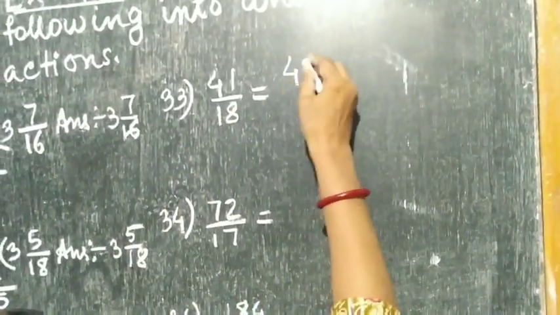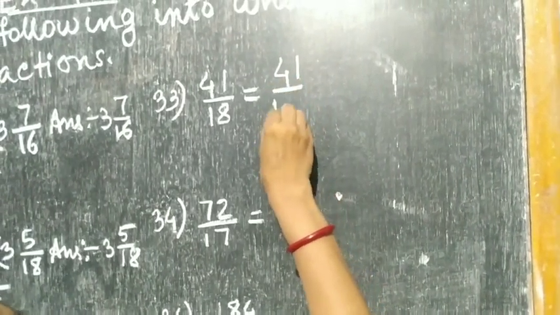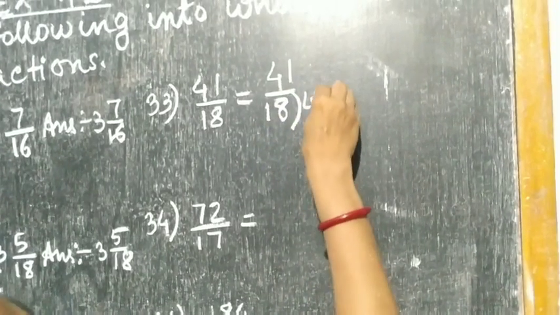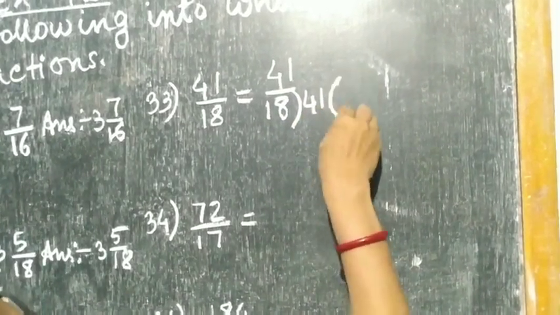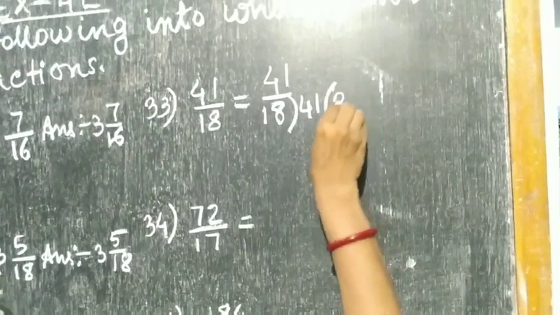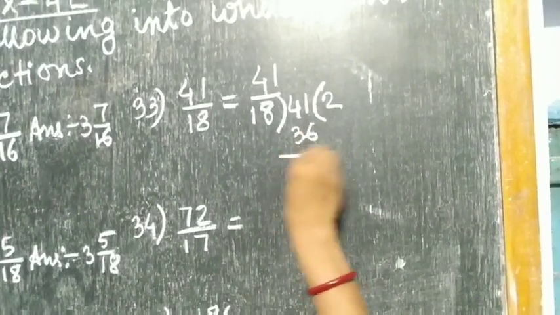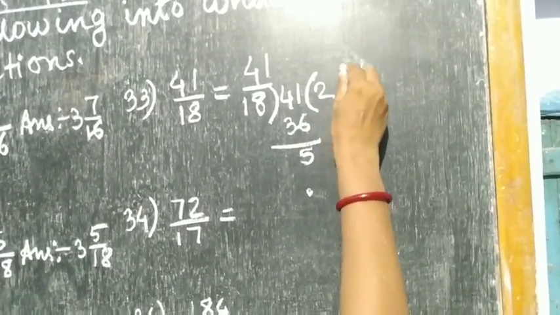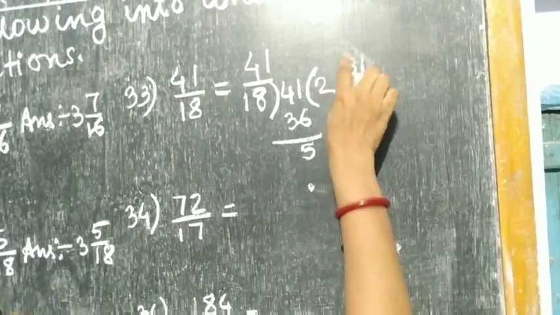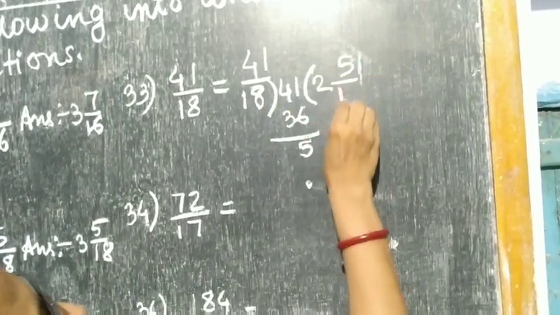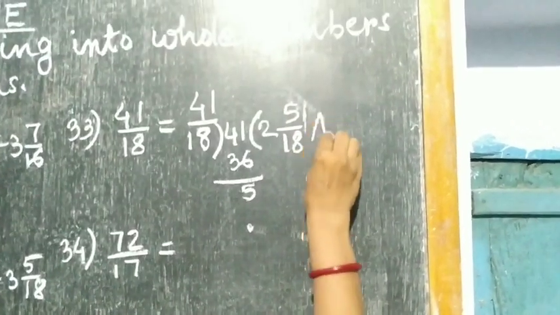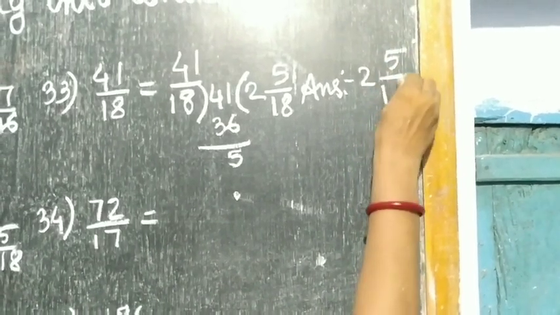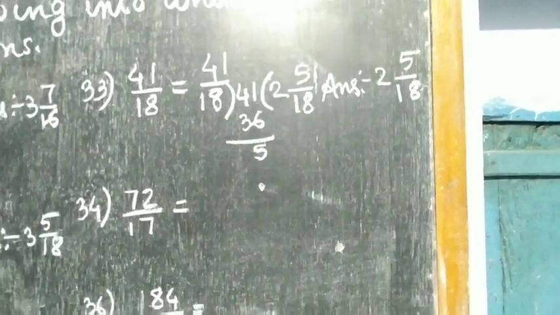Now sum number 33, 41 by 18. So divide 41 by 18. So 18 twos are 36. So 41 minus 36, 5. So 2, this 5 will come in the numerator and this 18 will come in the denominator. So answer 2 5 by 18. 2 5 by 18 is also a mixed fraction.